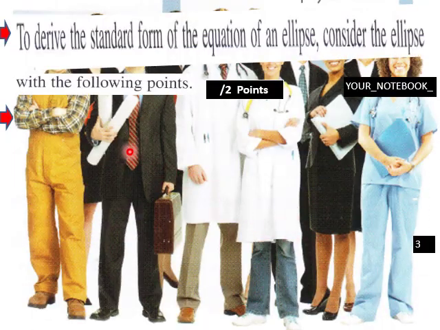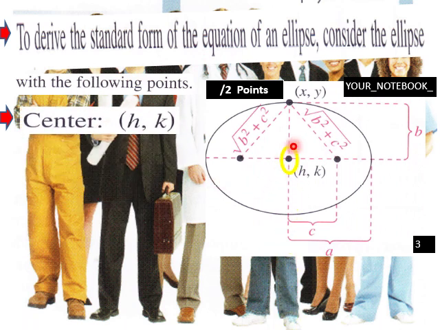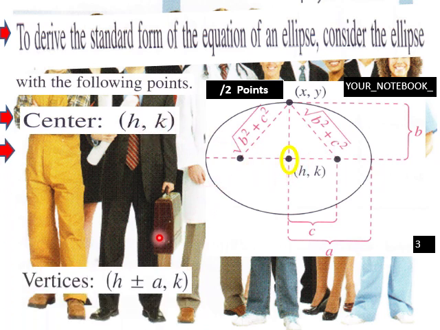Okay, so what does that have to do with us? To derive the standard form of the equation of an ellipse, consider the ellipse with the following points. So here's an ellipse. The center would be (h, k). We have a bunch of different identifications here. We'll start with the center, which is (h, k).